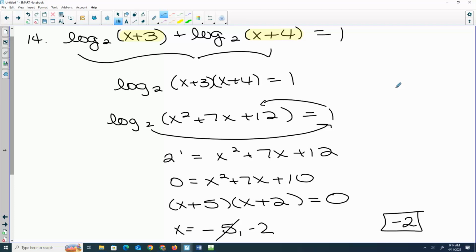Are you guys seeing the difference on the different log problems? We always use properties to condense as much as we can. And then if you're left with one log on each side, you drop it. If the log is only on one side, you change to exponential. So 15 is okay with everybody? Okay, 16.